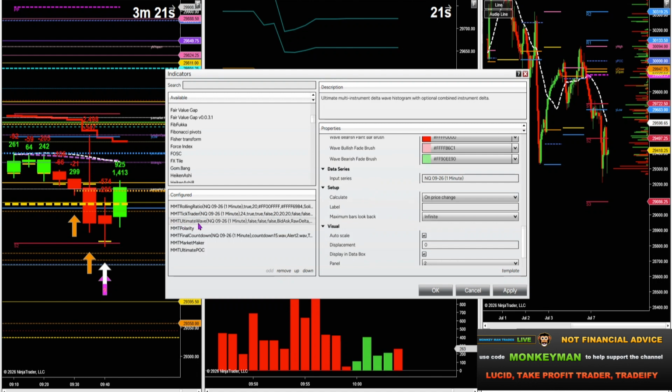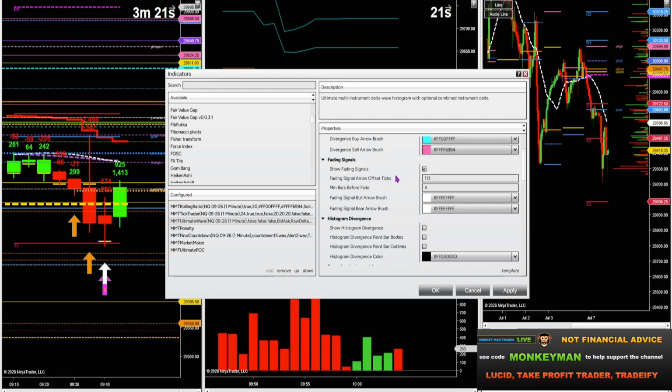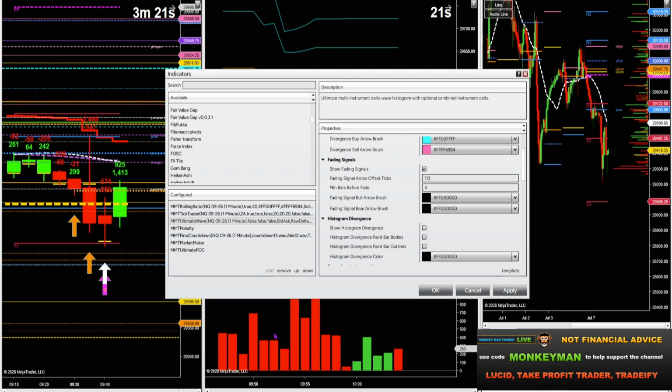I've also got the new MMT ultimate wave on the chart. I've got the divergence signals activated, look back period of 200, overbought 90, oversold 10. Got the fading signals on here, 4 bars minimum before the fade. I'm going to change these to black. I do not have the ultimate wave on the 5-minute chart. I'm just using it on the 1-minute chart.